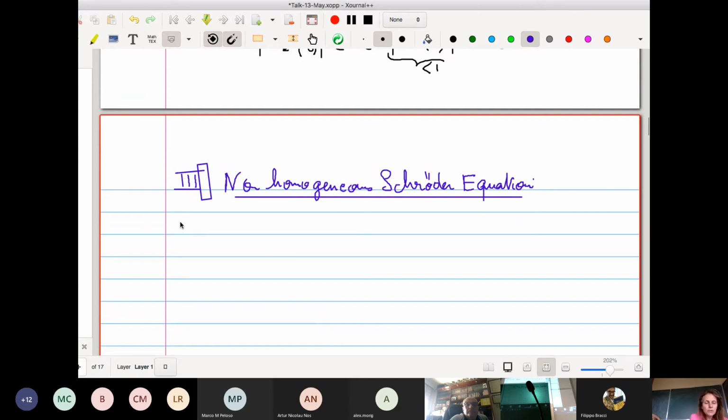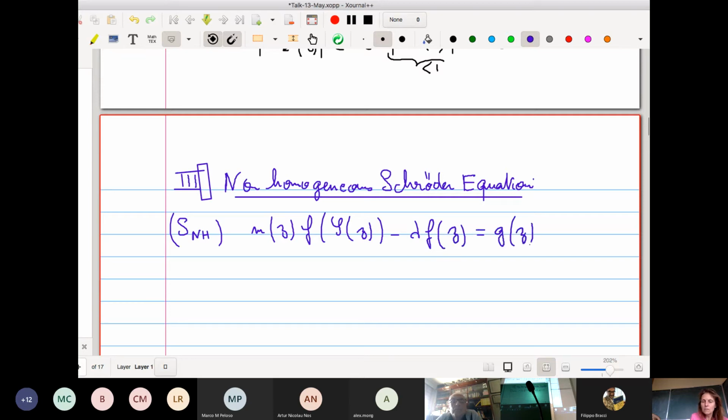So we would like to solve equations like this one, where this is given. And we try to fix for which lambda we can solve this equation for arbitrary g. So how to solve it?